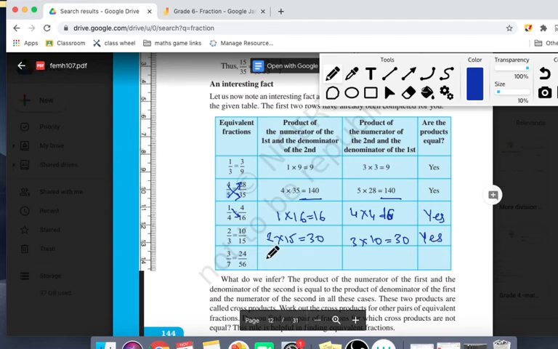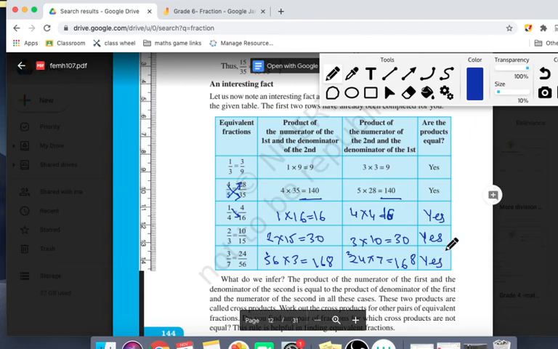Now last one, 56 into 3 and 24 into 7. 3 6s are 18, 5 3s are 15, plus 1 is 16. Here also 7 4s are 28, carry over, 7 2s are 14, 15 and 16. We are getting the same answer, so yes, it will come here also.